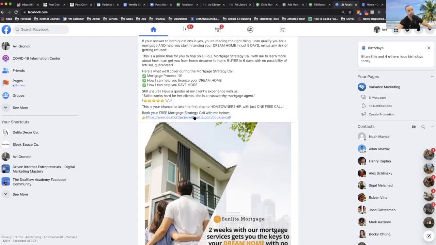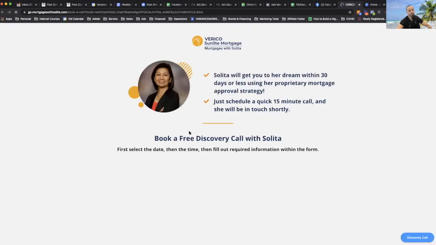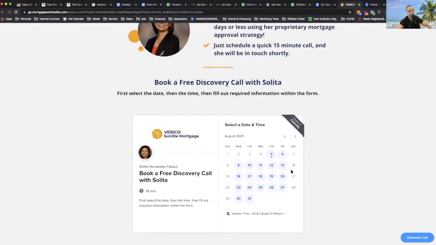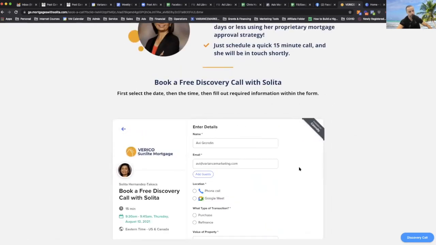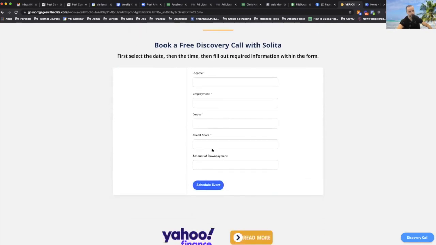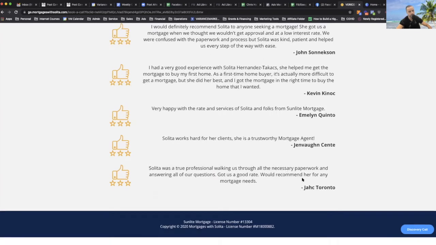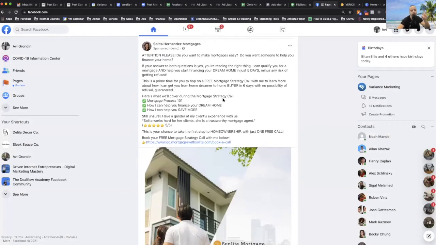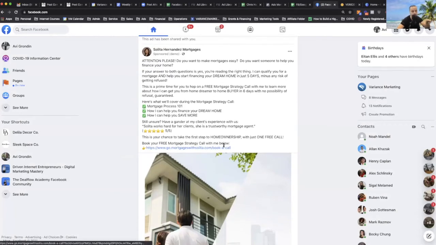Okay. Now what happens when they click that? If they click that, here's what happens. It takes them to a booking page with Salida, and all they do is schedule their call directly with Salida. They fill in a few details: value of the property, mortgage balance, income, employment, debts, credit score, amount of down payment. They schedule that in. Simple. Very simple. After they schedule that in, they get a bunch of nurture sequences, right? Dripping them for show-up purposes, a show-up sequence, right? And so that's the first action, which is book a call directly with Salida, right?